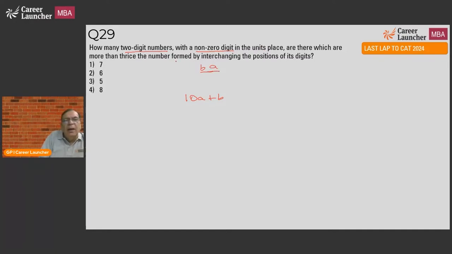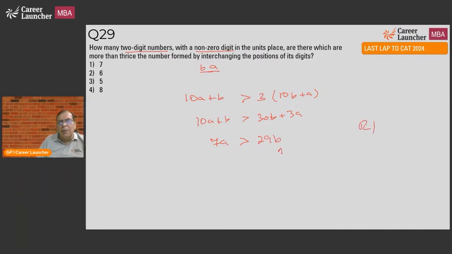Which are more than thrice the number formed by interchanging the position? More than 3 times 10b plus a. What does that tell me? 10a plus b is greater than 30b plus 3a. Or 7a has to be greater than 29b. Round one question.